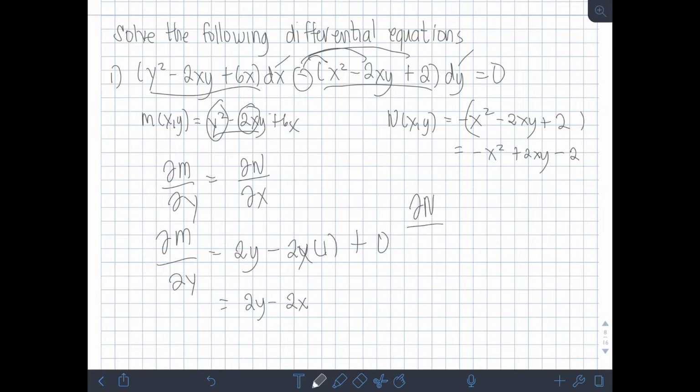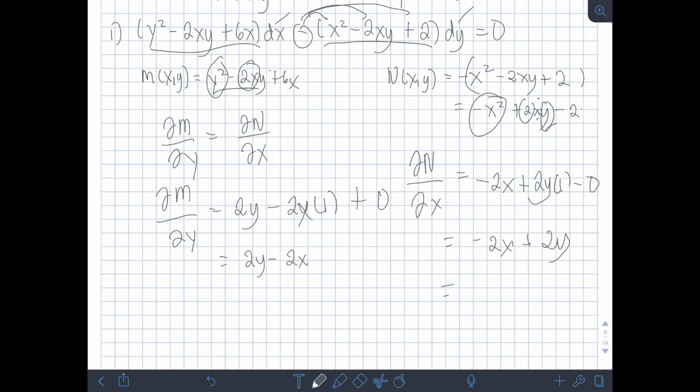Tapos, partial derivative of N with respect to x is equal to, this time constant si y, so x lang yung derivative natin. Derivative ng negative x squared is negative 2x plus itong 2 tsaka y, igilid natin dahil constant sila, multiplied by the derivative of x which is 1. Minus, derivative ng 2 is 0. So, we have negative 2x plus 2y. So, therefore, equal sila, yung 2y minus 2x for partial derivative of N with respect to x, tapos 2y minus 2x then for partial derivative of M with respect to y. So, pwede natin i-apply yung steps na ituturo ko sa inyo sa pagsasolve ng dE.